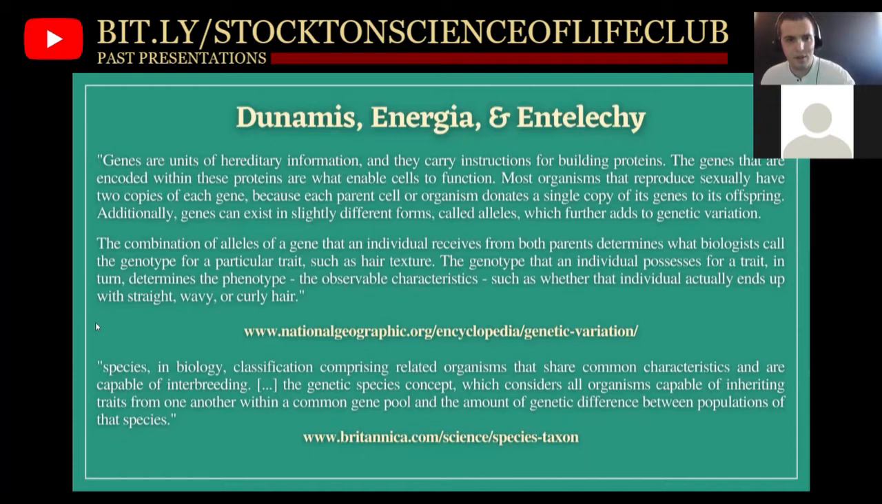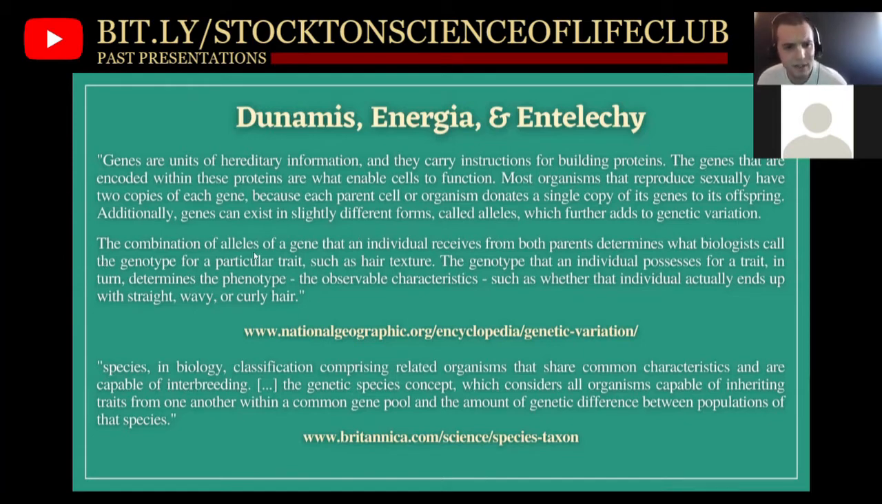definitions that genes are units of hereditary information and they carry instructions for building proteins. These genes that are encoded within these proteins are what enable cells to function. Most organisms that reproduce sexually have two copies of each gene because each parent cell or organism donates a single copy of its genes to its offspring. Additionally, genes can exist in slightly different forms called alleles, which further adds to genetic variation.